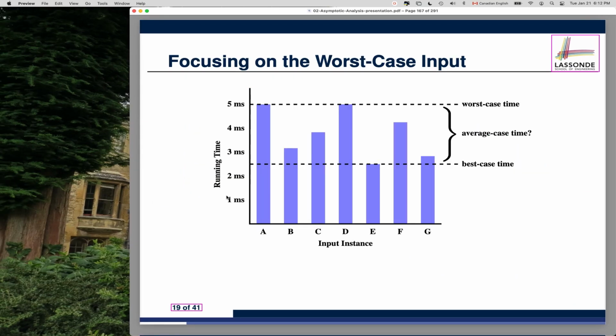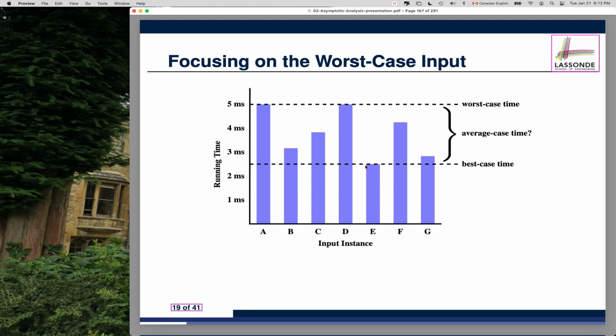This slide shows the different cases we might consider when we talk about running time. Let's understand this graph. The vertical axis is running time. The horizontal axis is different test cases. Think of A as test case number 1 for a particular input, and we have 7 different test cases. Worst case time simply means choosing the longest running time that can happen, and best case will be the shortest running time.